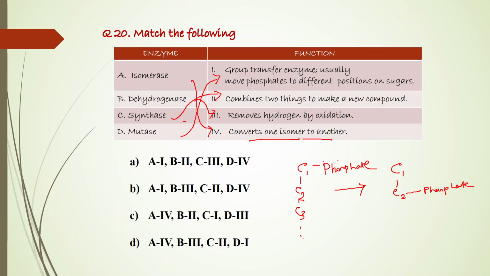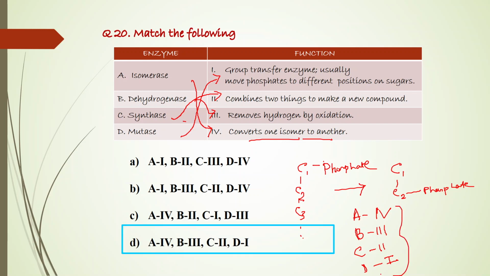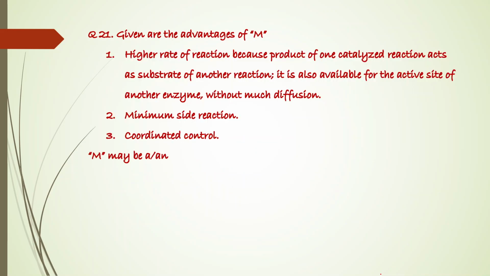So what do we have now after matching? Our A matches with 4. Our B matches with 3, followed by C matches with 2. So obviously D will match with 1. So this is the combination. According to that, the correct option should be option number D. Fine. Let us move to the next question.